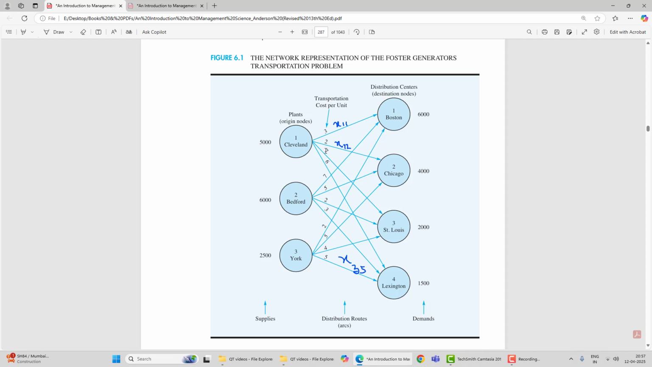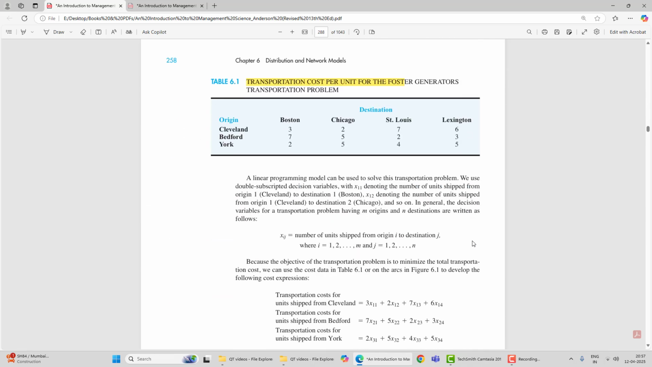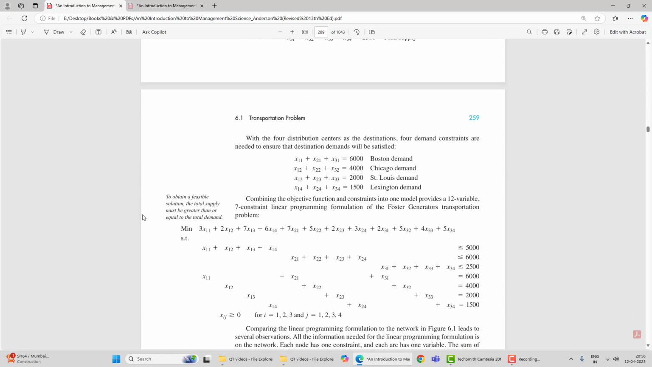Similarly, 3x11, 2x12, 7x13, 6x14 will be the cost, plus 7x21, 5x22, like this. Let me directly take you to our objective function where all these are added: the per unit cost into number of units transferred. So this is the total cost which we want to minimize.